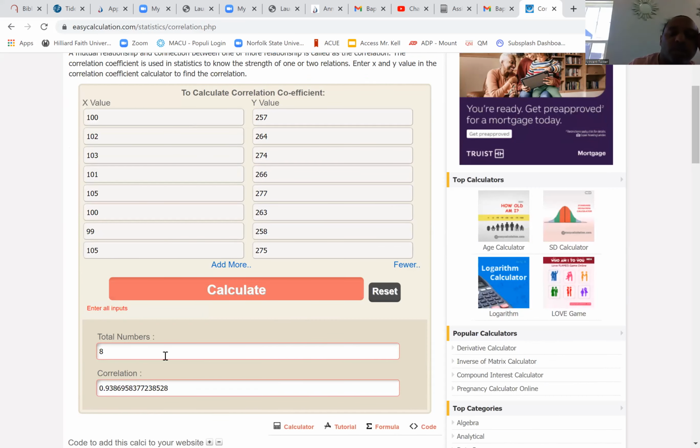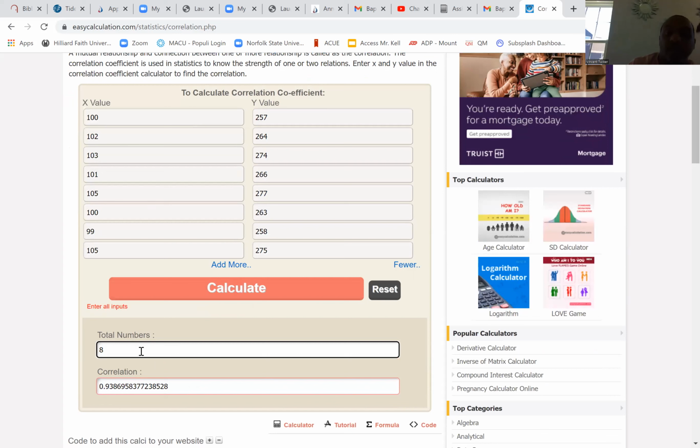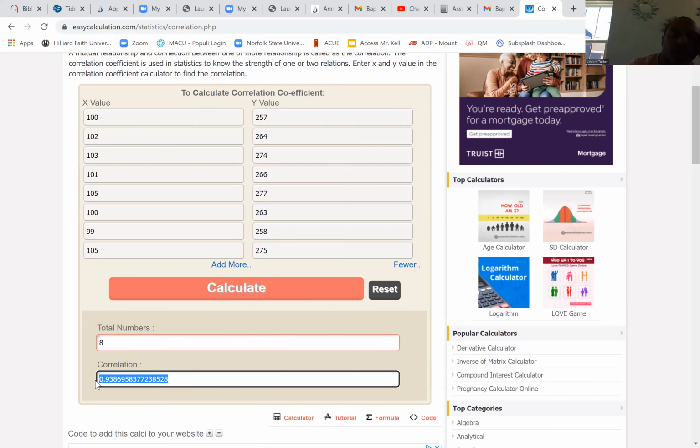All right, so just hit calculate. Notice it says 8 numbers, or 8 observations, and then here's our correlation coefficient. So MATLAB may ask you for 3 digits, may ask you for 4 digits. Just make sure you round to the place value that they ask for. And also be careful here.